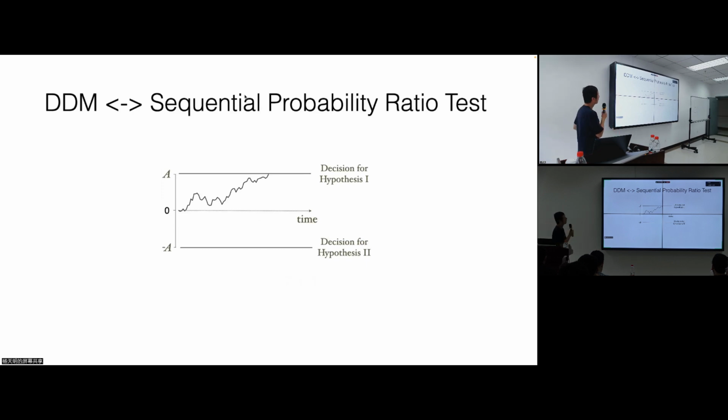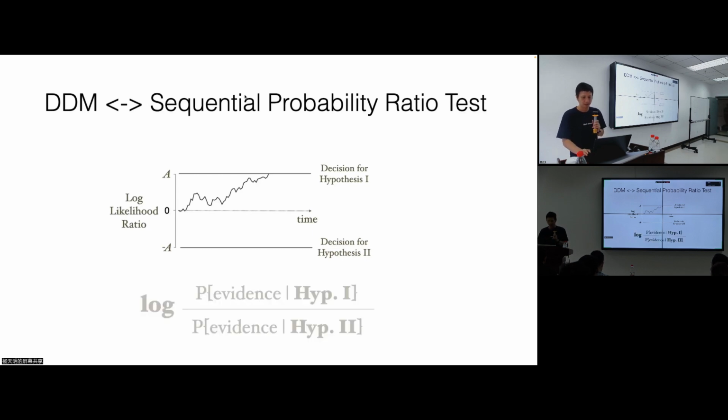So in the sequential probability ratio test, everything is very similar to DDM. The only thing is now we know exactly how much each piece of evidence is worth. So when we receive some evidence, we compute the log likelihood ratio, we add it to the accumulated evidence until we reach a bound. And when the bound is reached, we will make a decision accordingly. So the evidence is just the log likelihood ratio that I introduced.